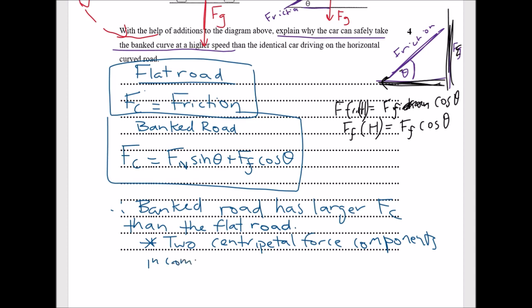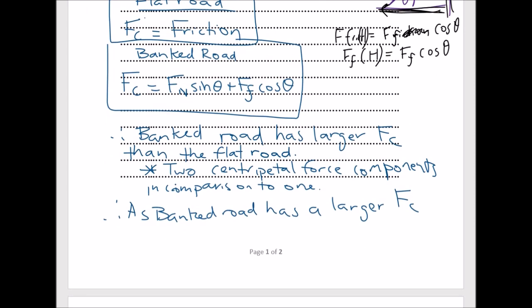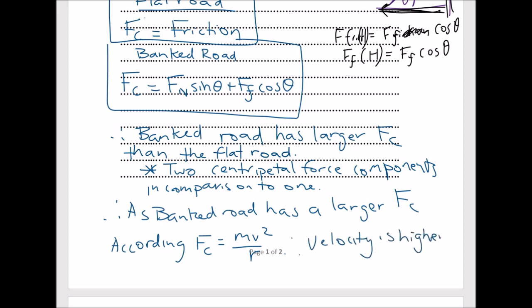Therefore, as the banked road has a larger centripetal force, according to our formula of centripetal force, F equals mv squared over r, therefore velocity is higher and safer on a banked curve or road.